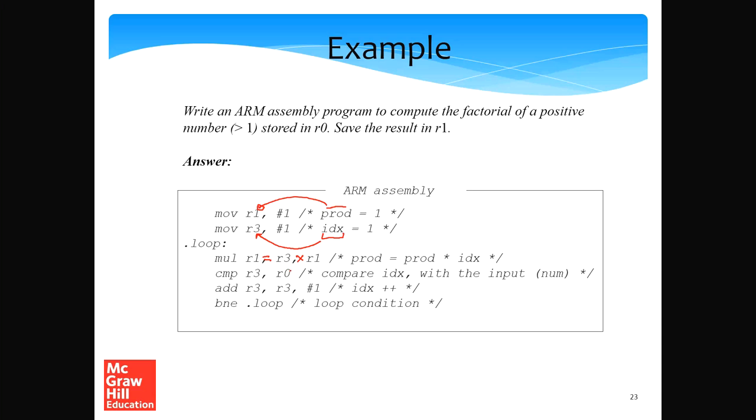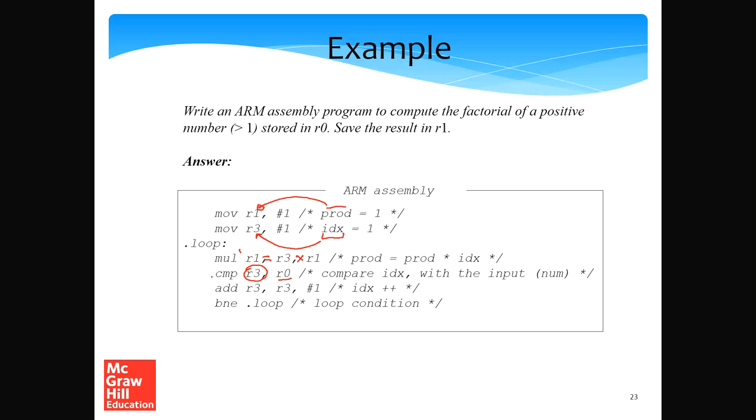Then I compare the index with the input number. The index is in R3 and the input is in R0. So I just compare them, IDX with the input in R0. And then what I do is that I increment the index, so I do IDX plus plus.